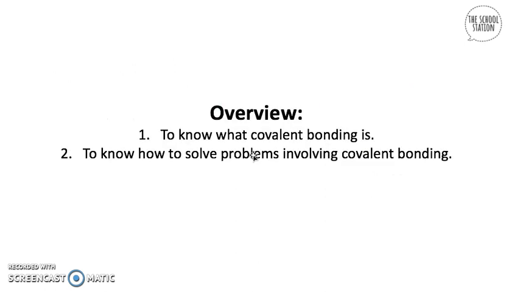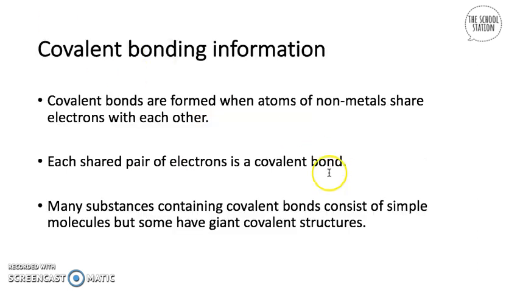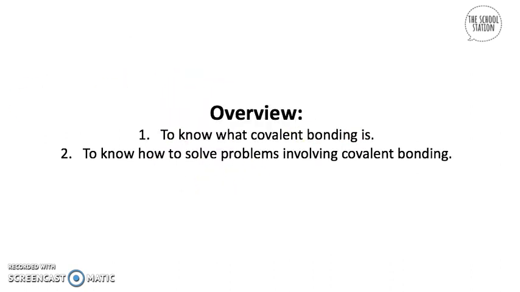Just as an overview of what we have learned today, we have learned what covalent bonding is. Covalent bonds are formed when atoms of nonmetals share electrons with each other so that the elements become stable. We've also learned how to solve problems involving covalent bonding. As I said, make sure to practice some worksheets at home so that you're really confident with covalent bonding and dot and cross diagrams.